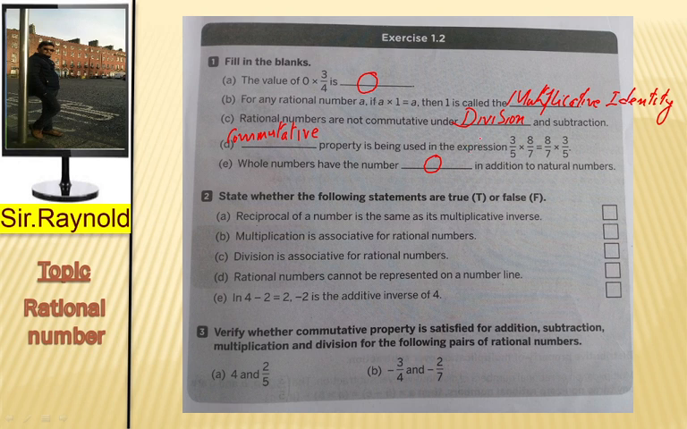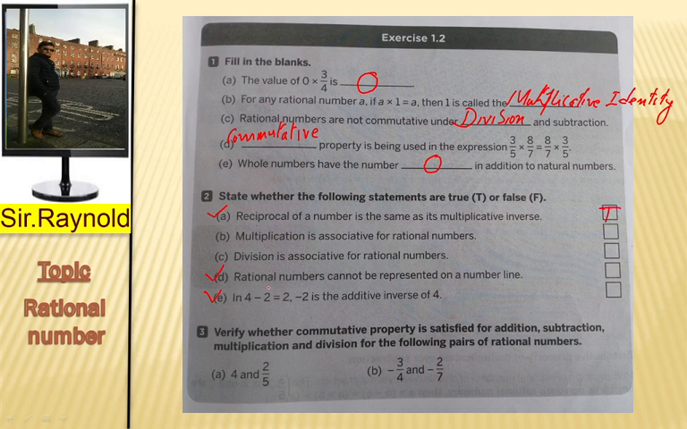You can copy this. Next, let's go with number 2, true and false. Here we are going to do only number A, number D, and number E, because B and C are about the associative property, so we will not be doing those right now. The reciprocal of a number is the same as its multiplicative inverse. Yes, just now I told you the multiplicative inverse is also called the reciprocal. So this is true.